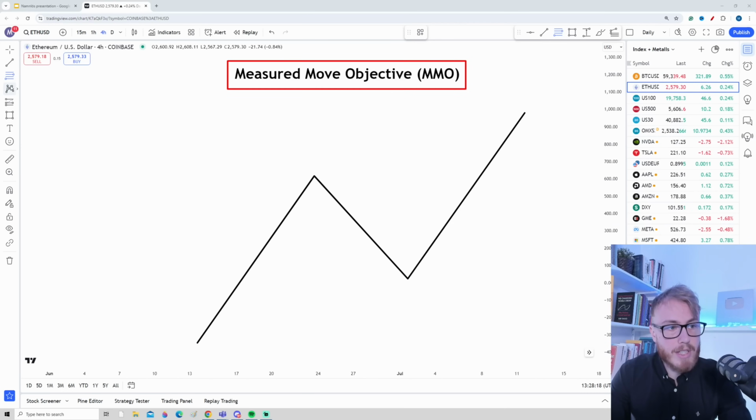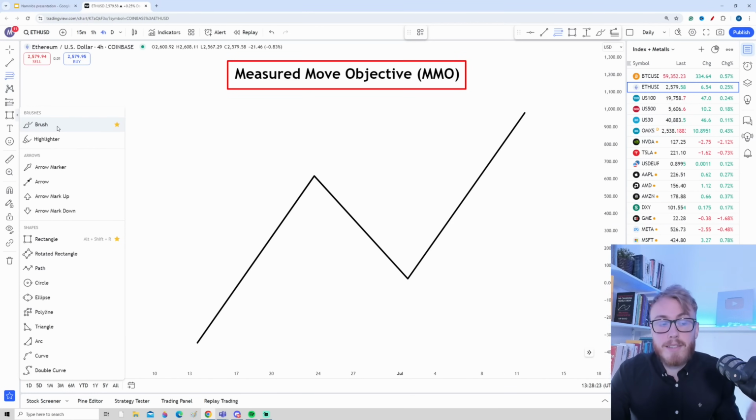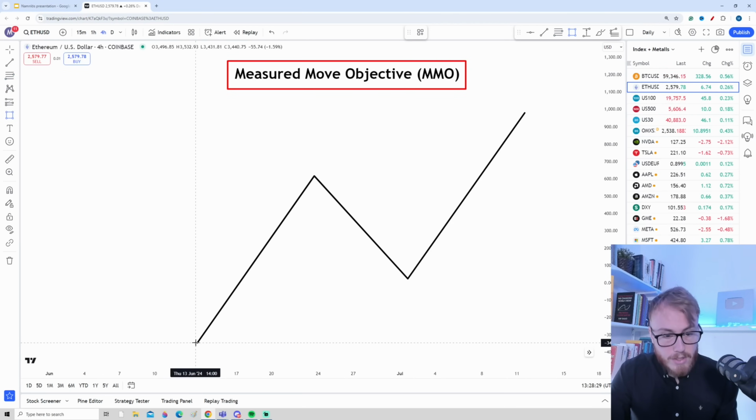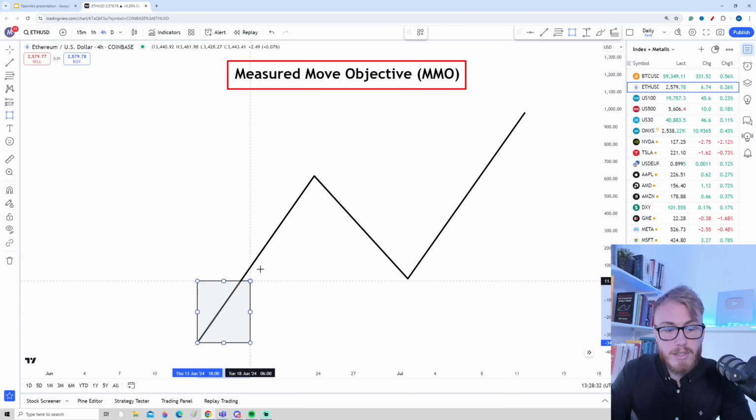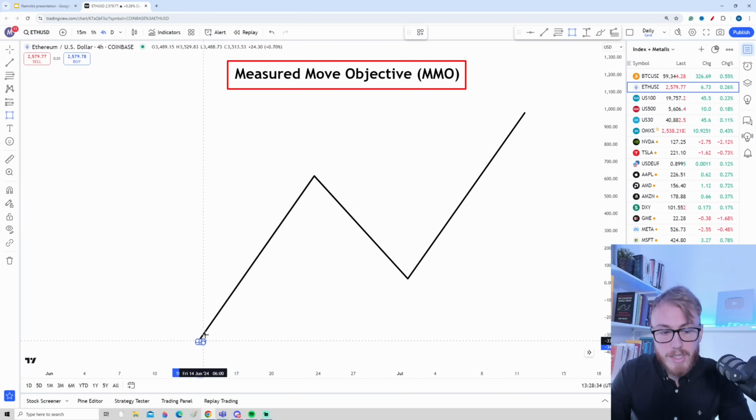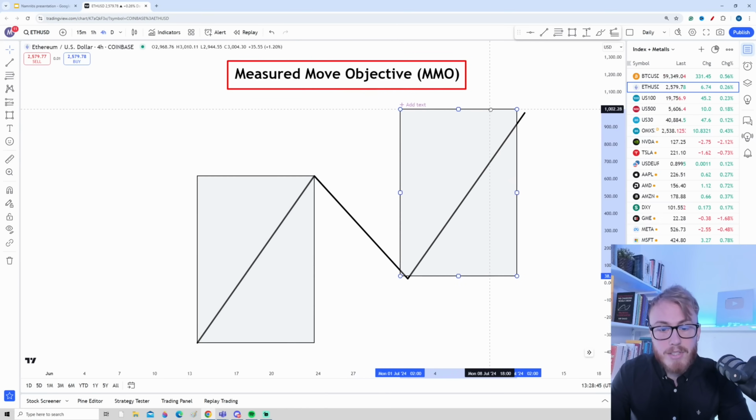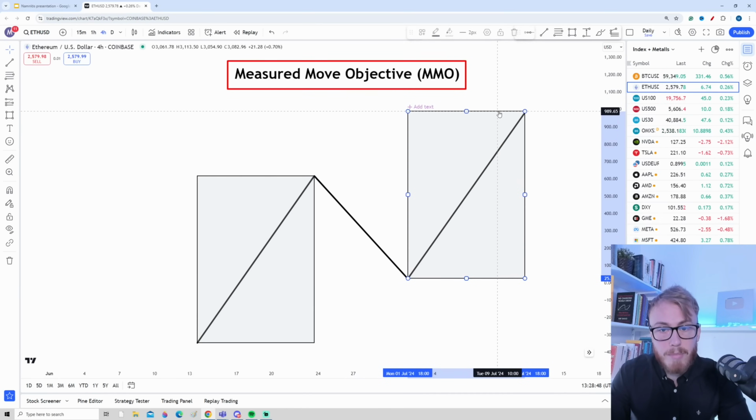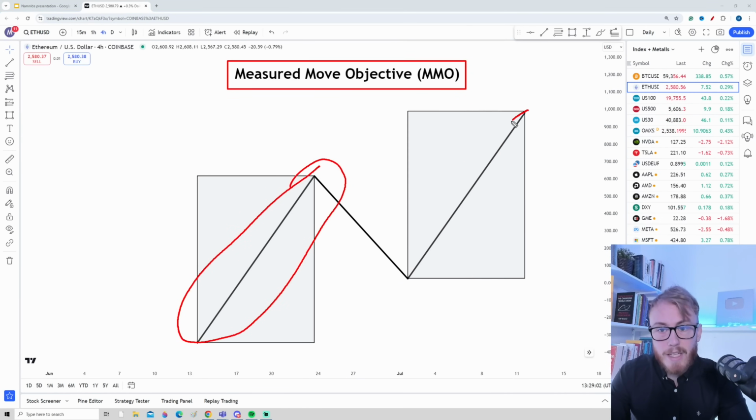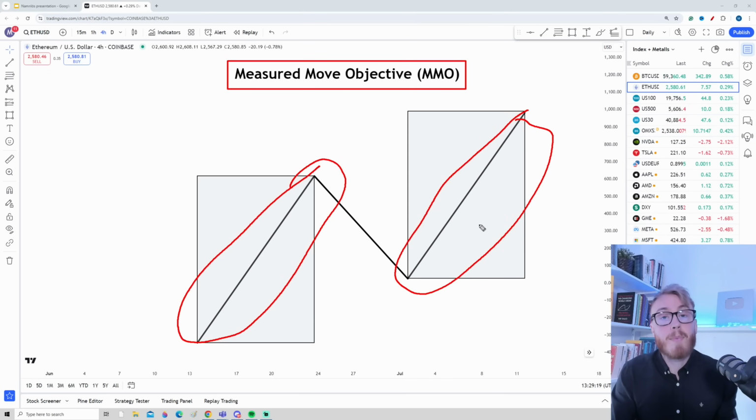So the tool we want to use here is that we want to go down here where it says geometric shapes, or this is at least the tool I use. Then I go down here and press on the rectangle tool. So what you basically do here is that you measure the impulsive move. So just as with the Fibonacci, you go from the low of the impulsive move to the high of the impulsive move. Then you click on this one, press Ctrl C and Ctrl V to copy it, and then you measure here from the low of the move. So in this case, you can see that the impulsive moves here are the same length. And this method right here is most commonly used to find the target levels.